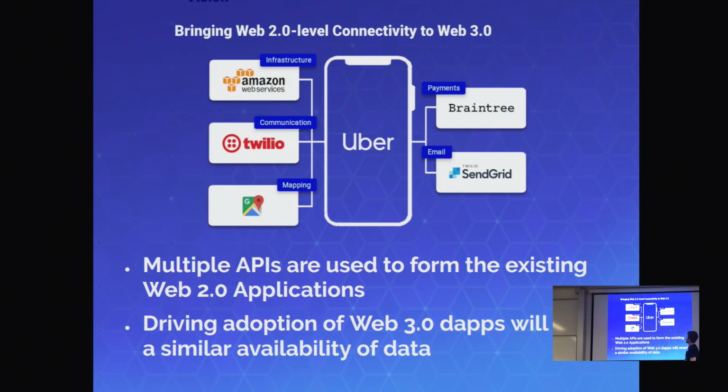So you've got Amazon for their infrastructure, Braintree for their payments, Twilio for their communications, and Twilio's SendGrid for their email communications, and you've got Google for their mapping. So whenever you're opening Uber, you're consuming data from a variety of different providers, even if you don't realize it.